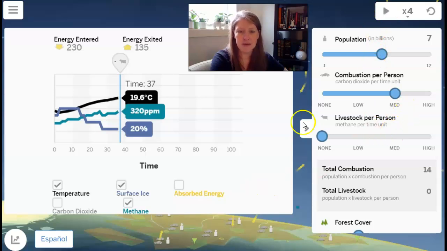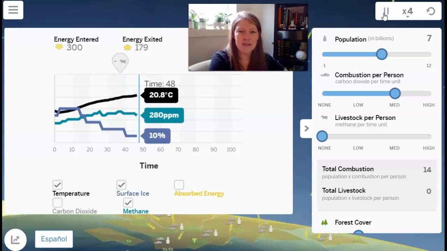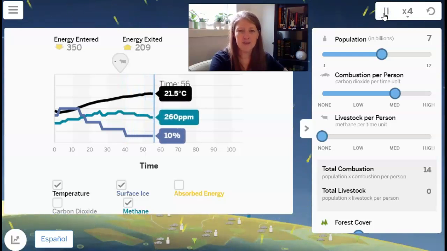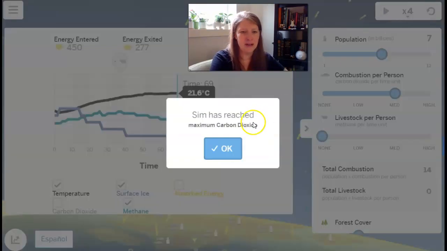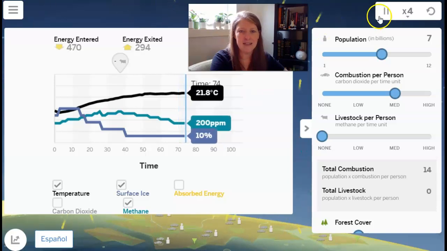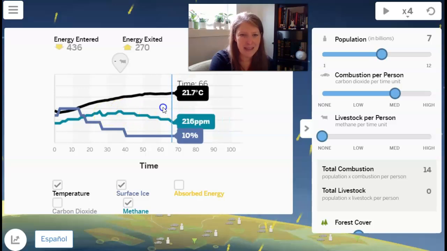So the first thing I'll do is move it down to none. And you might think, what are humans using livestock for? So for meat from cows and sheep, and we reached the max. Forgot to hit pause. And then also livestock is raised for wool or leather, different things like that. So there's lots of things that humans use livestock for. So it looks like when the livestock per person was decreased, look what happened to the methane level.